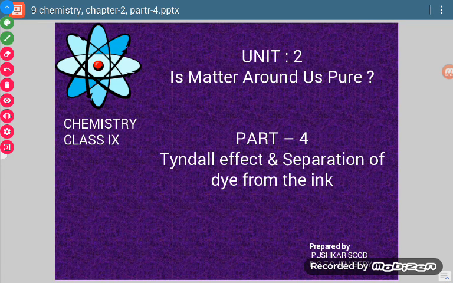The topic is Tyndall effect and separation of dye from the ink. Now, Tyndall effect is related with colloidal sols and suspensions. Since we are going to discuss colloidal sol in this particular session, here we have to talk about Tyndall effect also.